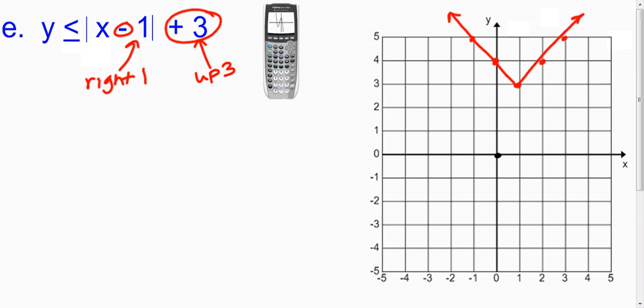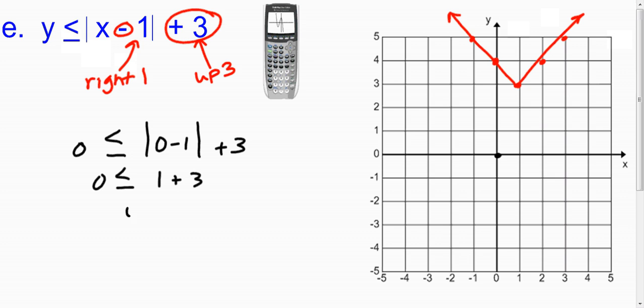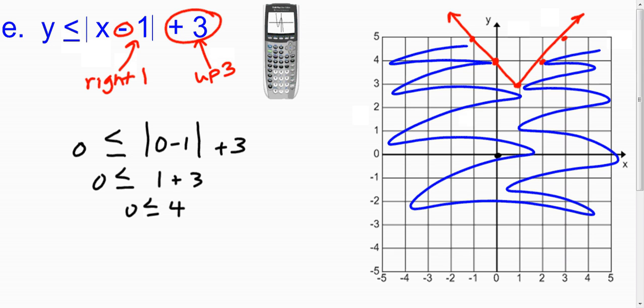So if I test here at 0, 0, is y less than or equal to the absolute value of 0 minus 1 plus 3? Okay, 0 minus 1 is negative 1. The absolute value of negative 1 is 1. So is 0 less than or equal to 4? And it's not, so I will not shade where that dot is. I will shade opposite of that dot. No, sorry, 0 is less than or equal to 4. My mistake. 0 is less than or equal to 4. So I will shade where the dot is, which means I will need to shade everywhere below those lines. Okay, so I would shade that whole region in here.